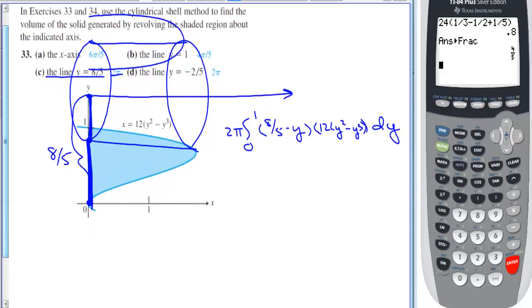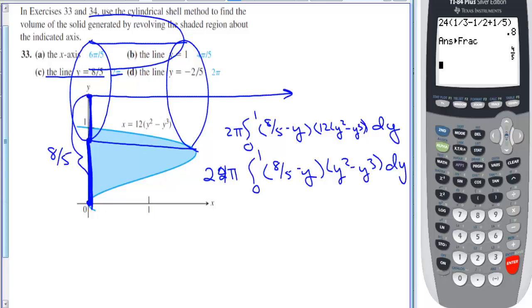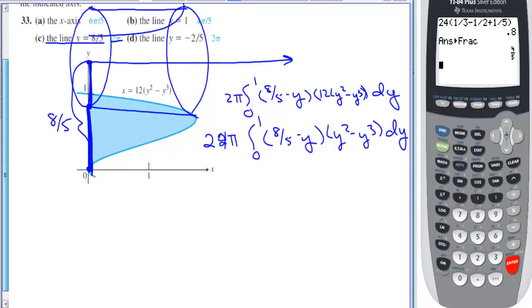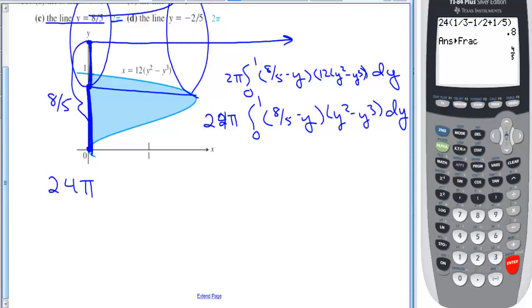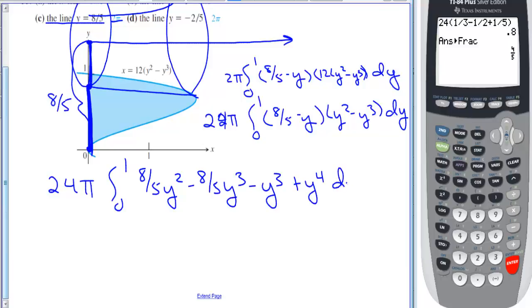Well, that'll be fun to find that out. 2 pi, 0 to 1. How about 24? 8/5 minus y, times y squared minus y to the third, dy. 24 pi and 0 to 1. How about 8/5 y squared minus 8/5 y to the third. Inside is minus y to the third, and last is plus y to the fourth, dy.